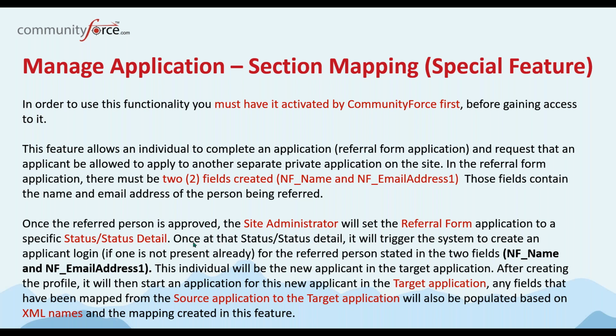And then you, as the admin, want to create a status detail for this functionality that tells the system: when they're at a status of submitted and you put them to a status detail of XYZ, start the process, push this applicant that's in this field into the second application, create it, start the application for them, and send an email to that individual so they know there's an application for them to apply to. So you want to make sure you know what your status detail is and that you've got these fields built.